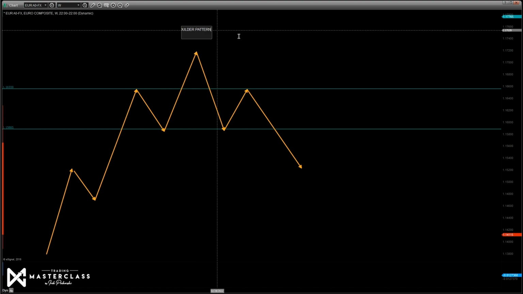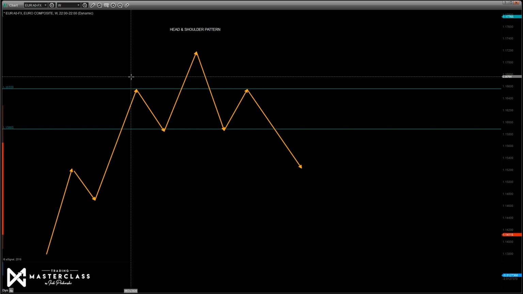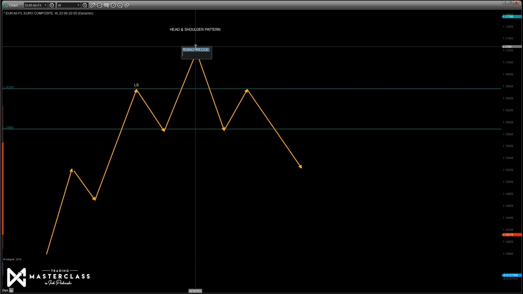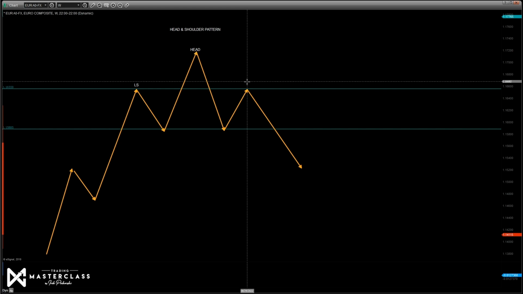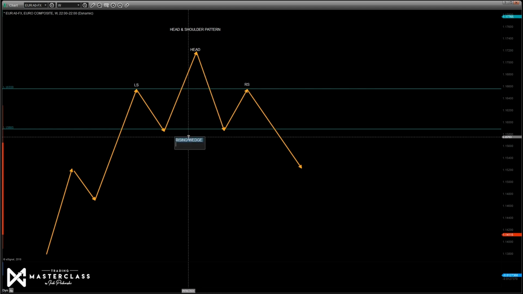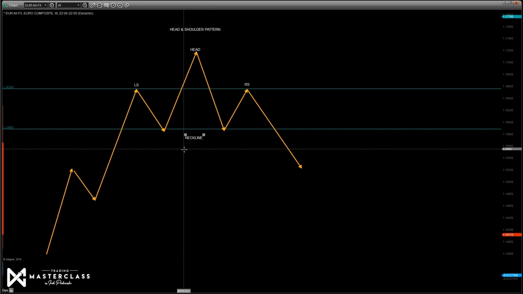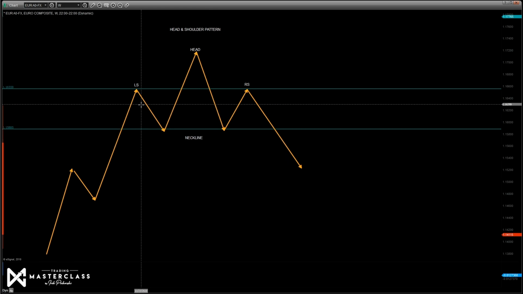So this is a head and shoulder pattern. Right here, we have a left shoulder. It's typically classified as an LS. You would see that. Head. And right shoulder. Okay, this right here is the neckline. Okay, so this is a bearish reversal pattern.